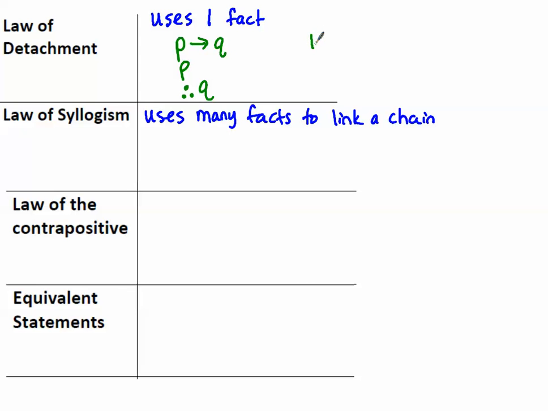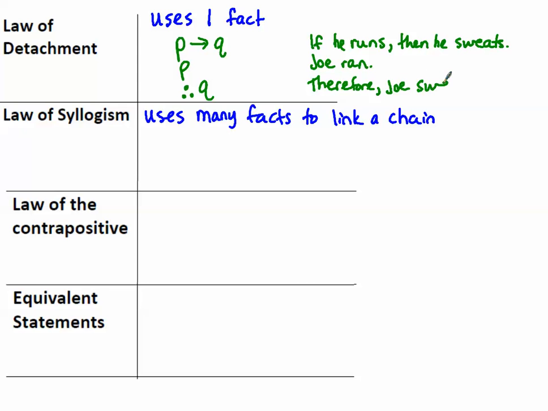In words, that might look like, if he runs, then he sweats. That would be our P then Q. And then we're going to state a fact about somebody running. Joe ran. So how do we conclude? We say, therefore, Joe sweated, because we're following the fact that if he runs, then he sweats.